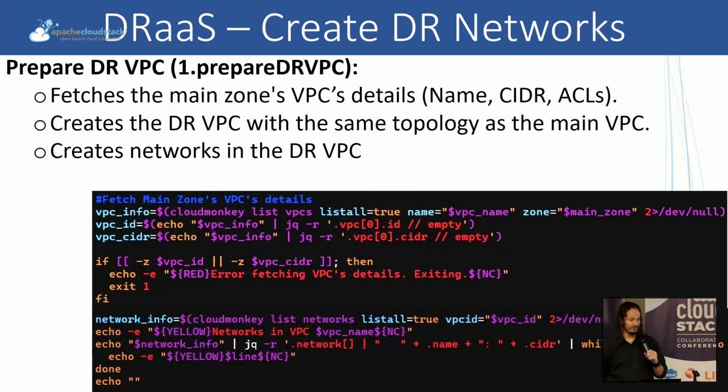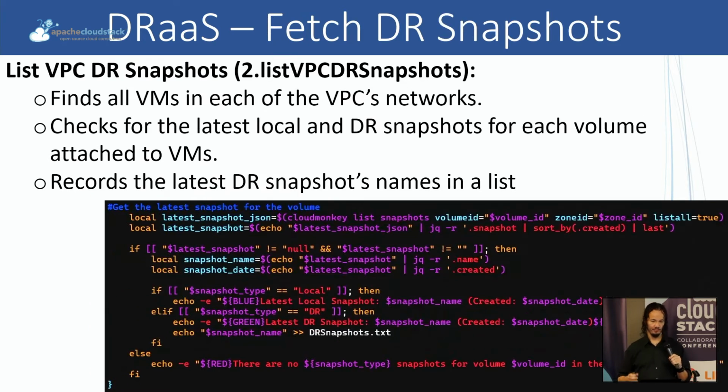First step, I fetch all the details of the original VPC and create the DR VPC, same subnets. And I have something a bit unique in my topology that we'll see later. Second step, I find the latest snapshot that is present in my DR zone for that particular VM, for every single VM in the VPC. And I just dump that in a list.